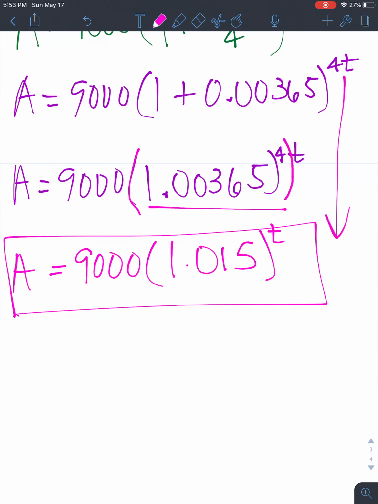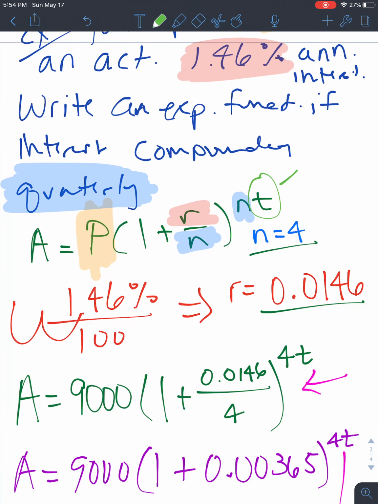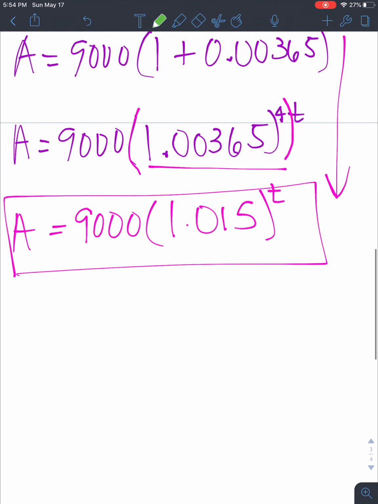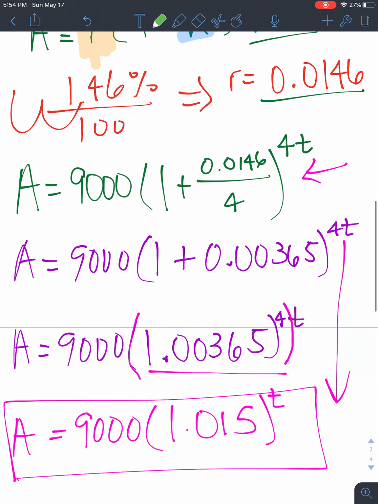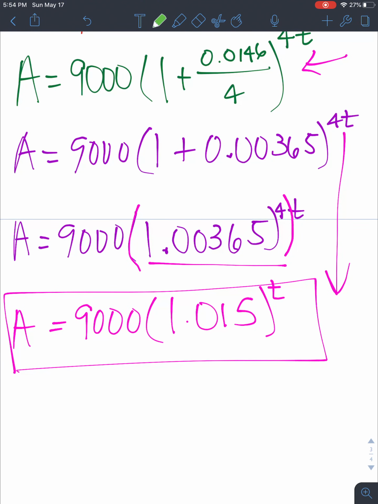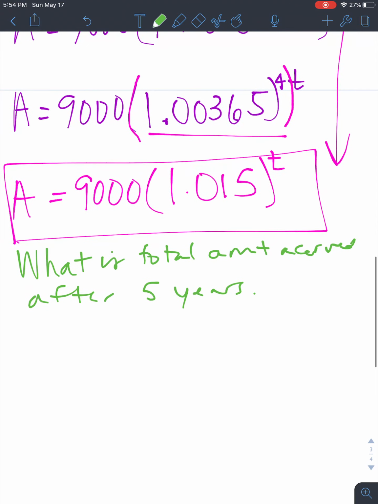The only other thing that you're going to be asked to do is to evaluate after a certain number of years. So this T that we have up here, that's always in years, okay? And so what we could say is, all right, so we deposited this money. What would happen, right, if we left it in there for like 5 years? So the problem would probably ask something like, what is the total amount accrued after 5 years? So all we do is plug in our 5 for our T.